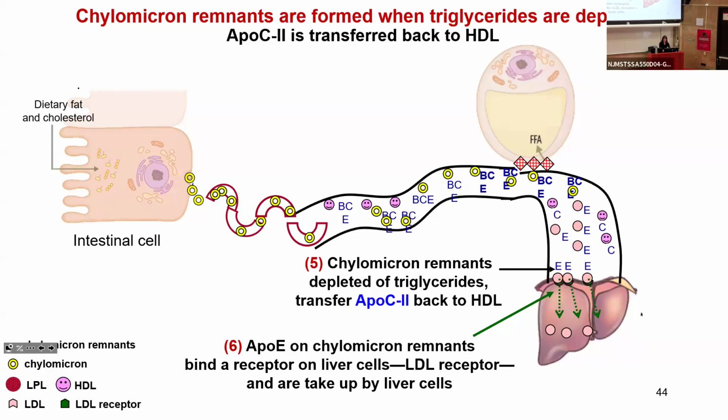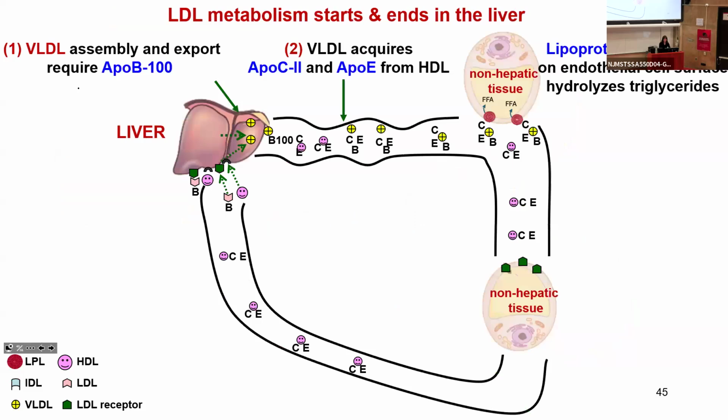And they get into the liver because they bind to a receptor on the liver, and it's called the LDL receptor. It binds chylomicrons and also LDL. Now, what about those other particles? They all begin in the liver and go back to the liver.